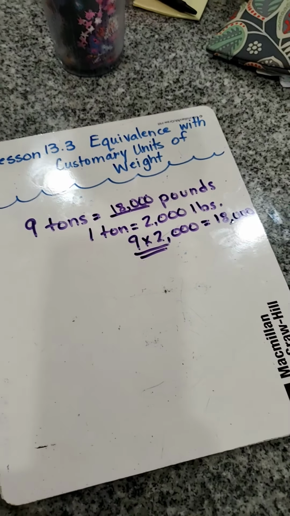Let's keep going. Let's do 17 pounds is equivalent to how many ounces? Well, again, we know 1 pound is equal to 16 ounces. So now we're going to have to do 2-digit by 2-digit multiplication. So a little reminder here. Let me use a different color.